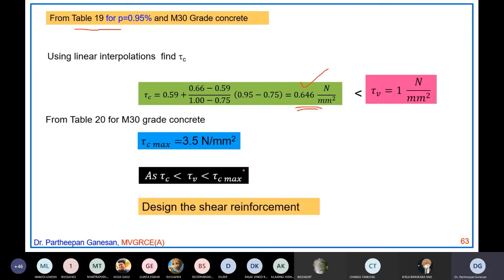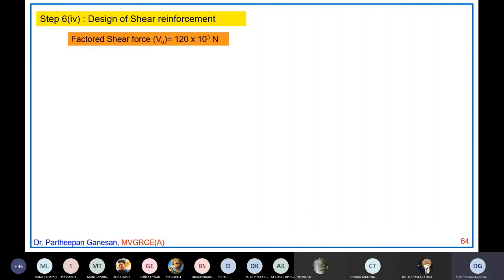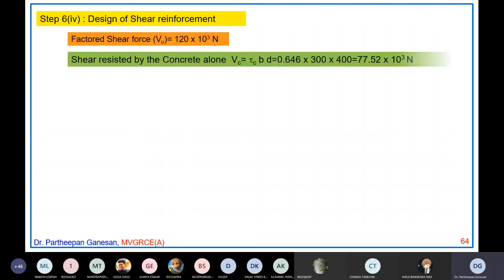Now in the design of shear reinforcement, the factored shear force is 120 kilonewton, or 120 into 10 cube Newton. Shear resisted by the concrete alone, VC, is equal to tau C into BD. Tau C we found out is 0.646. B means BW here, so BW into D. So concrete alone can resist 77 kilonewton. Out of 120 kilonewton, 77.52 kilonewton is resisted by the concrete alone without providing any shear reinforcement.